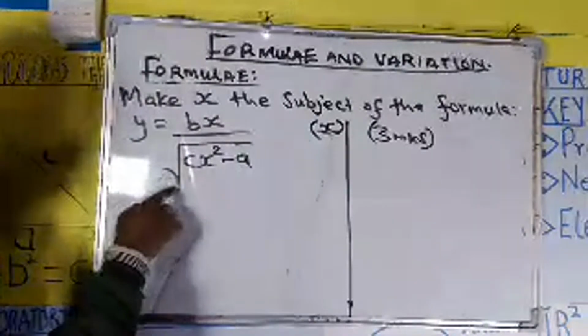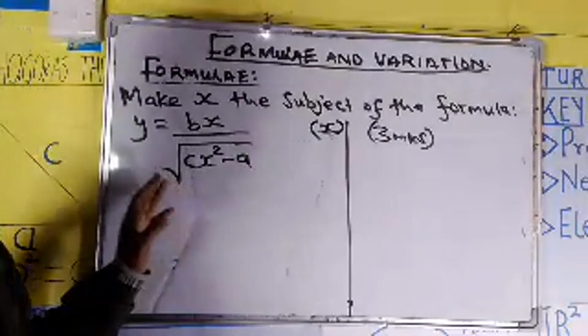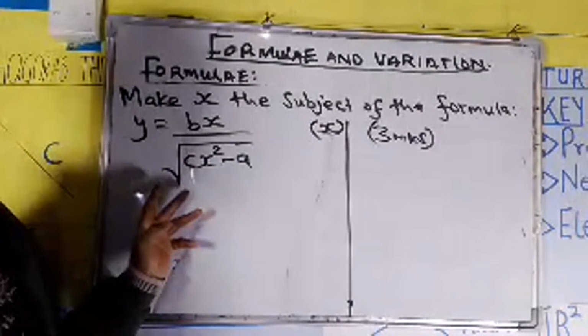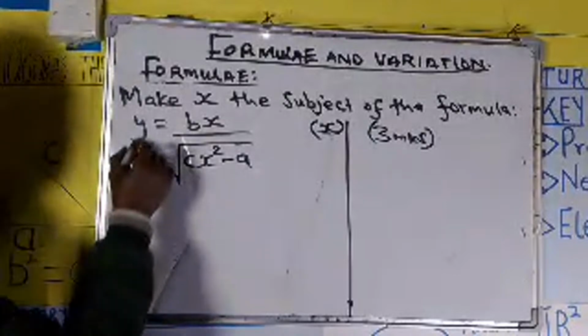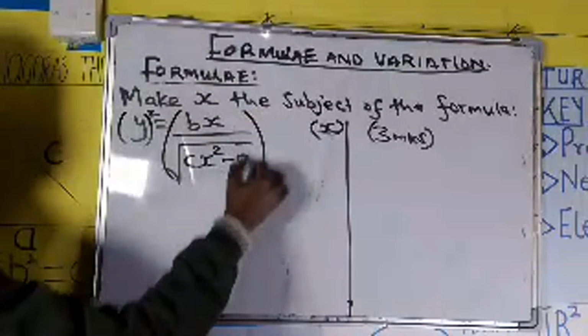Anytime you see a root sign, try your level best to work out that root sign. Try your level best to remove it. Kuiondoa, tumesema ni kusquare kila kitu. So, tutasquare hapa kila kitu na tusquare hapa kila kitu.